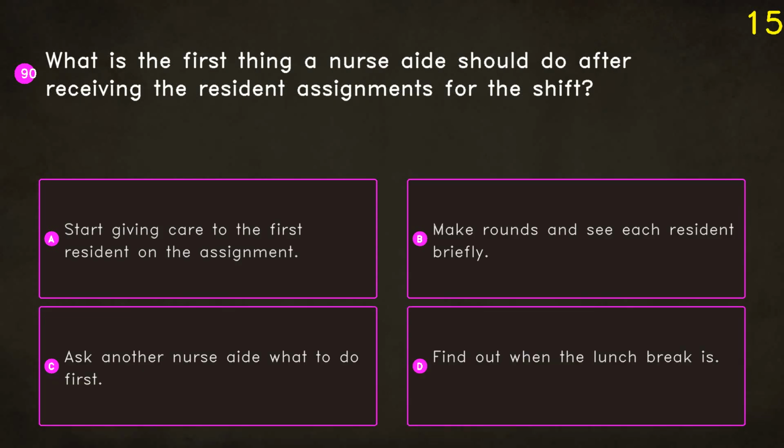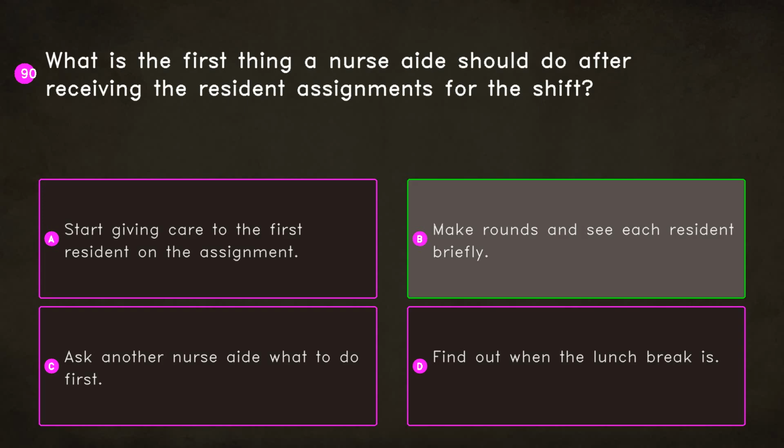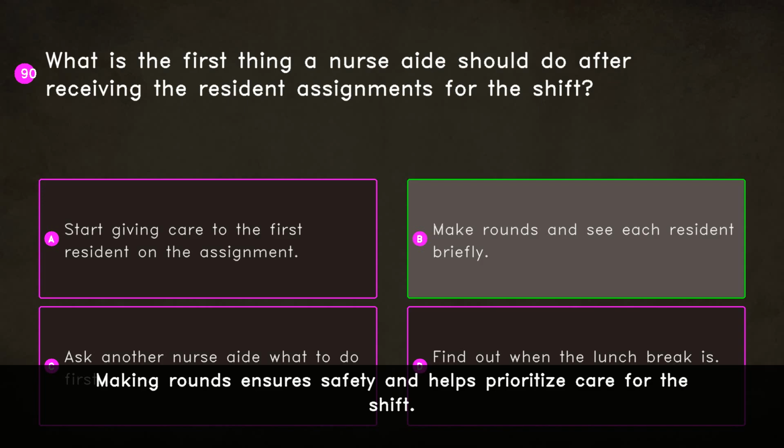Question 90. What is the first thing a nurse aide should do after receiving the resident assignments for the shift? A. Start giving care to the first resident on the assignment. B. Make rounds and see each resident briefly. C. Ask another nurse aide what to do first. D. Find out when the lunch break is. The correct answer is make rounds and see each resident briefly. Making rounds ensures safety and helps prioritize care for the shift.